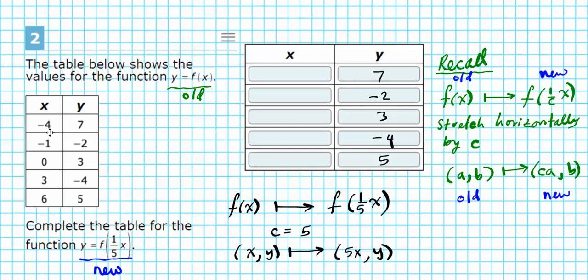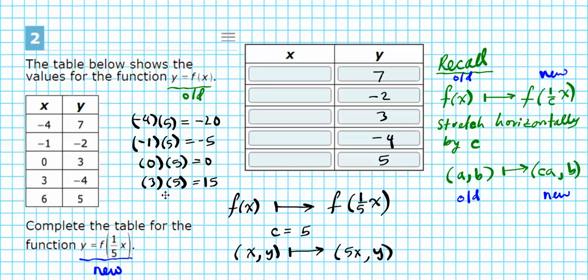And then the first one is -4 times 5, that's -20. And then -1 times 5, just multiply everything by 5, that gives you -5. 0 times 5 gives you 0. 3 times 5 gives you 15. And then 6 times 5 gives you 30. So our input values for this transformed function are -20, -5, 0, 15, and 30.